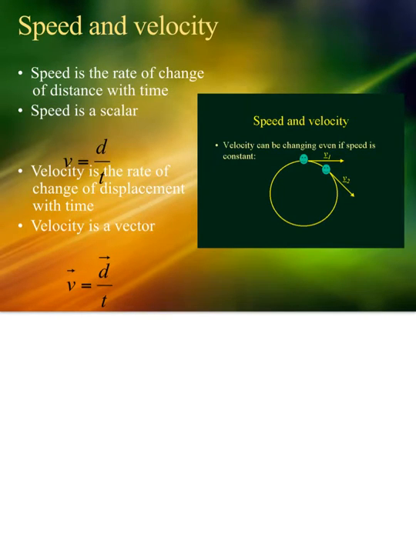Alright, speed and velocity. Speed is the rate of change of distance with time. It's a scalar. So speed you find by just dividing the distance by the time. Velocity is the displacement divided by the time. And velocity can be different than speed. For example, if you're going around a circle, your velocity is changing because the direction is changing, but the speed you're traveling at is actually still staying the same.